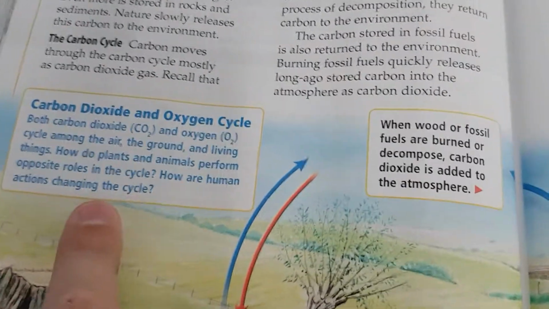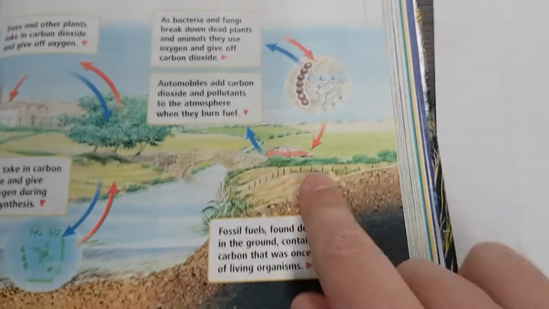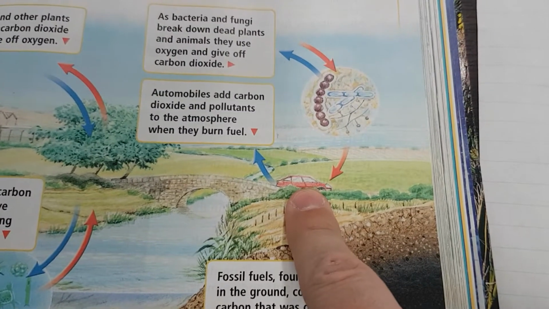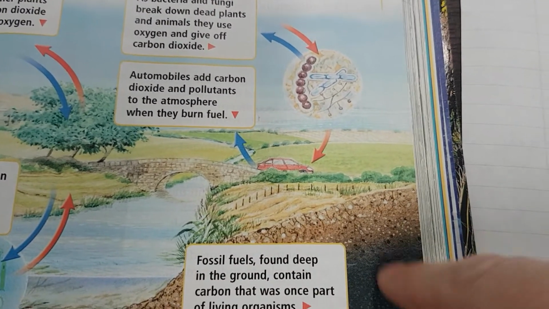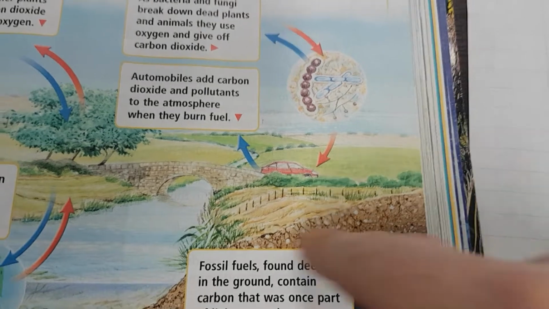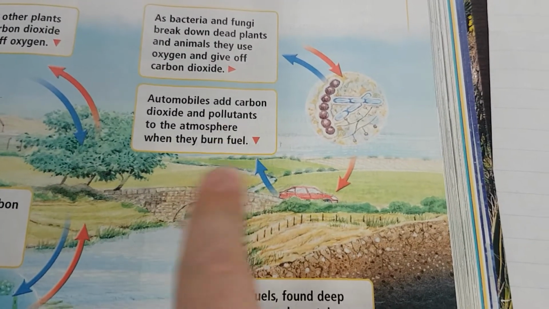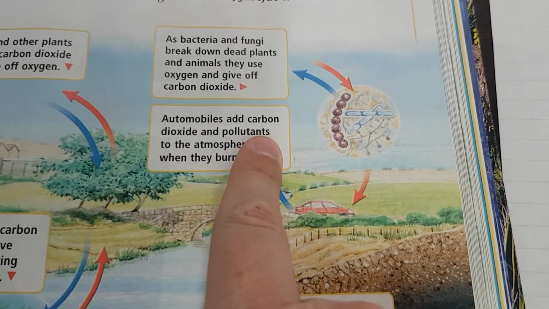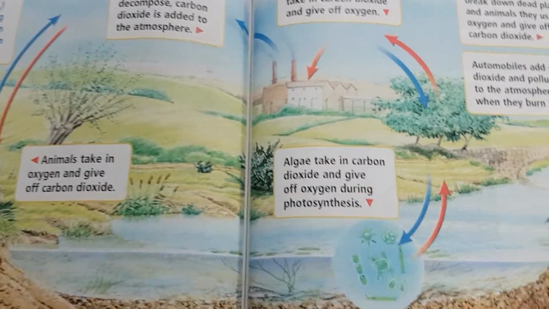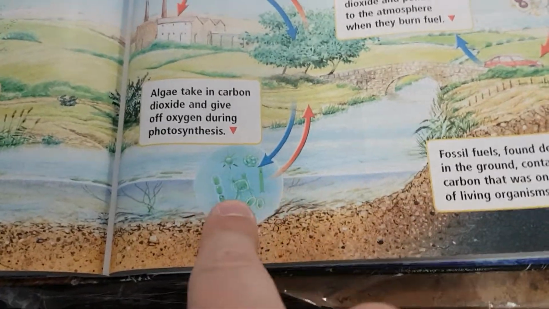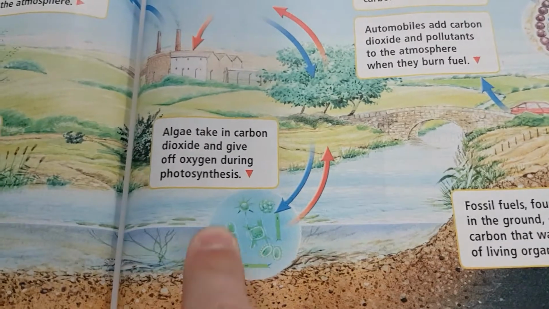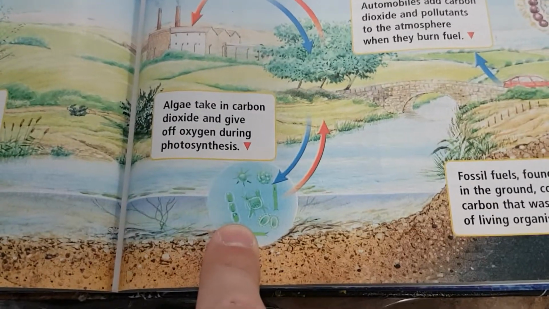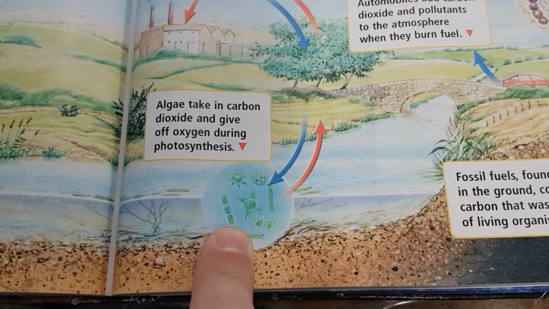Okay, how are human actions changing the cycle? Well, we're burning fossil fuels, so carbon that used to be underground is now being put into the atmosphere. So it's increasing the amount of carbon dioxide and pollutants from what used to be there. What else? If we chop down trees or we harm bacteria and algae, there will be less plants and less algae to create the oxygen that we need.